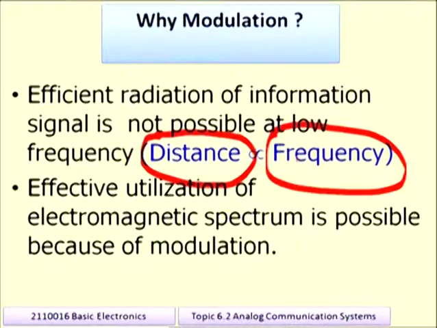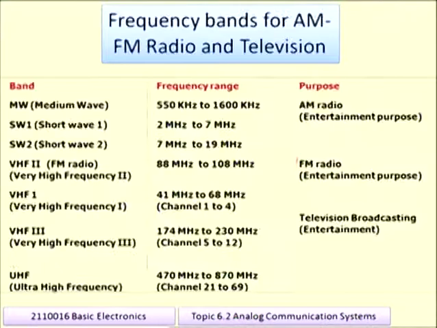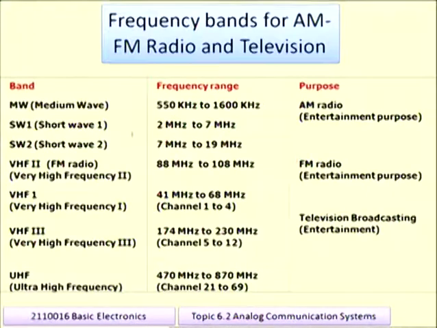Effective utilization of the electromagnetic spectrum is possible because of modulation. Because of that, we are able to give a different spectrum to different users. For example, if we want to transmit many audio signals using medium wave, the medium wave frequency is 550 kilohertz to 1600 kilohertz. So here, at a separation of 20 kilohertz, we can transmit many audio signals simultaneously.